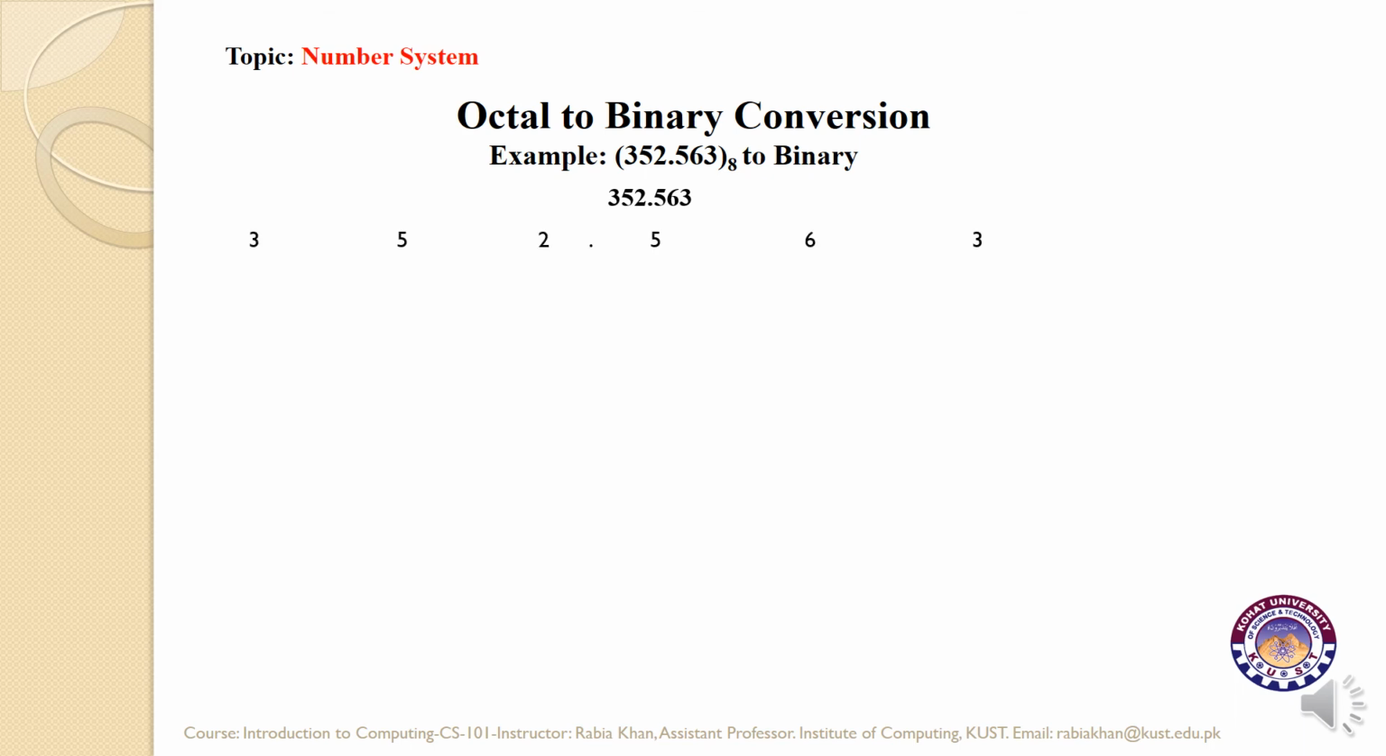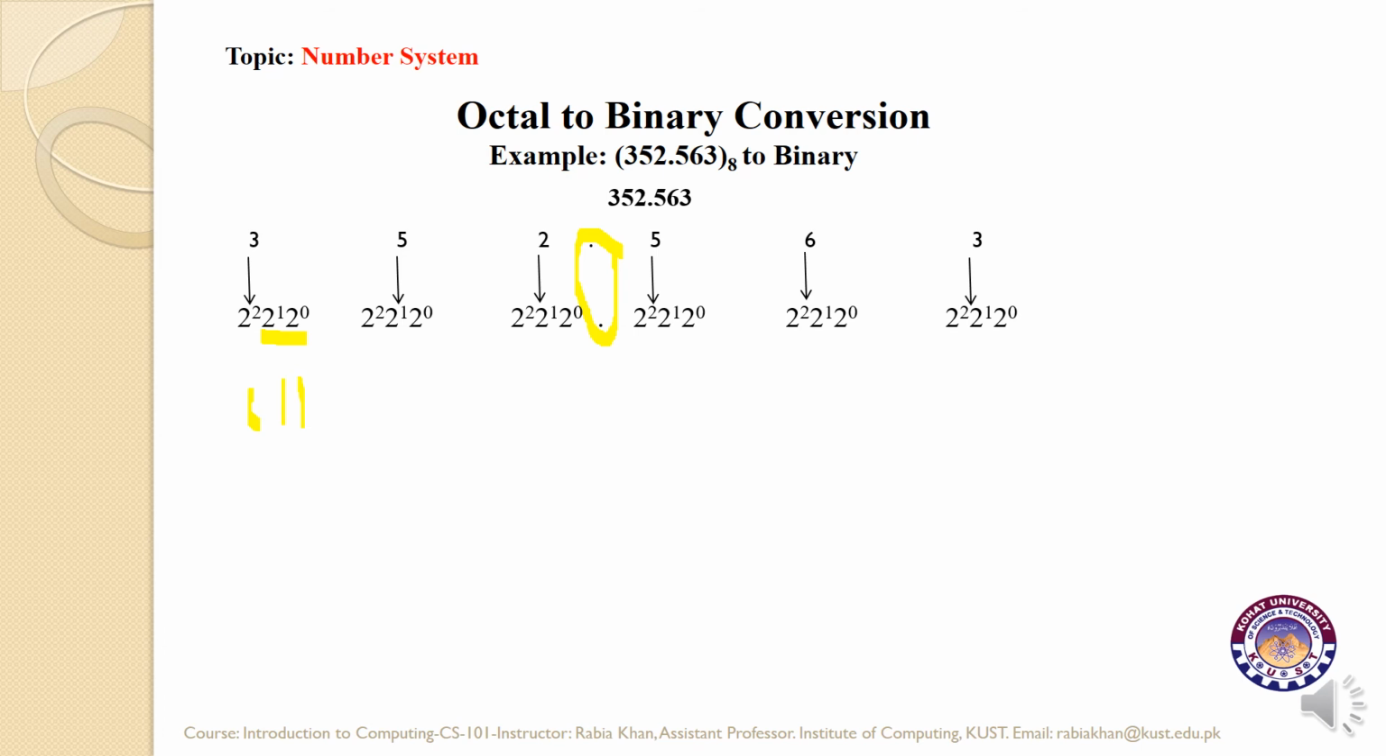We need to divide every digit in the given octal number in group of 3 binary bits. This is how we write the binary bits. Point stays at its place. You cannot change the place of the decimal point. So how is 3 generated? If we switch on the first 2 bits and switch off the last bit, we will get 3. So 011 will generate 3.